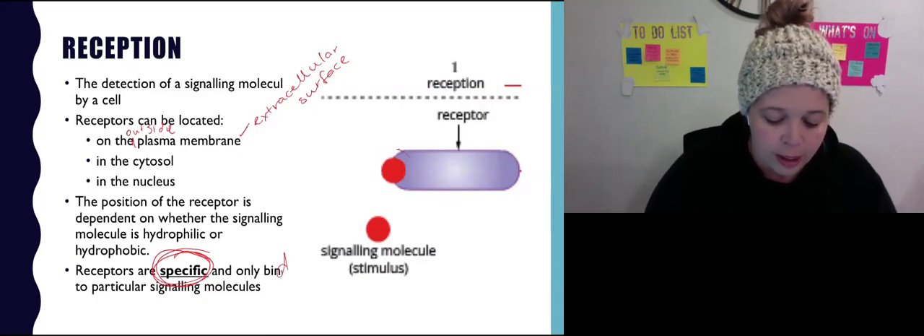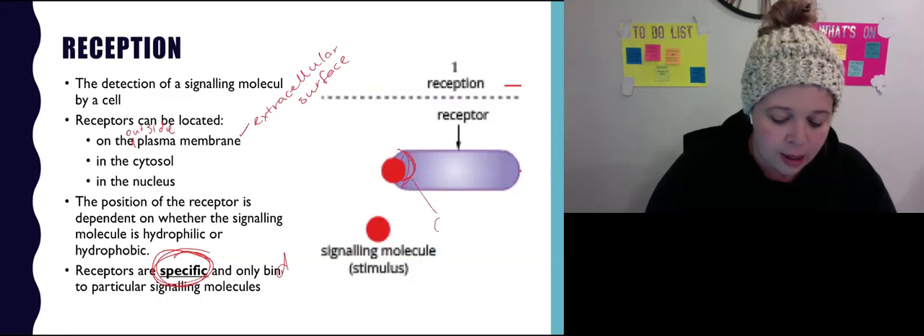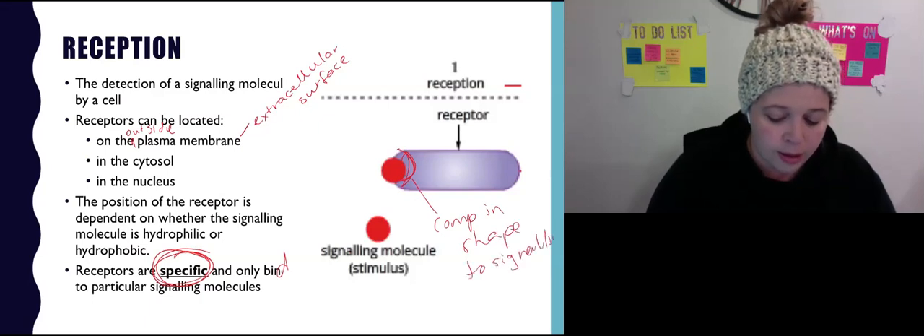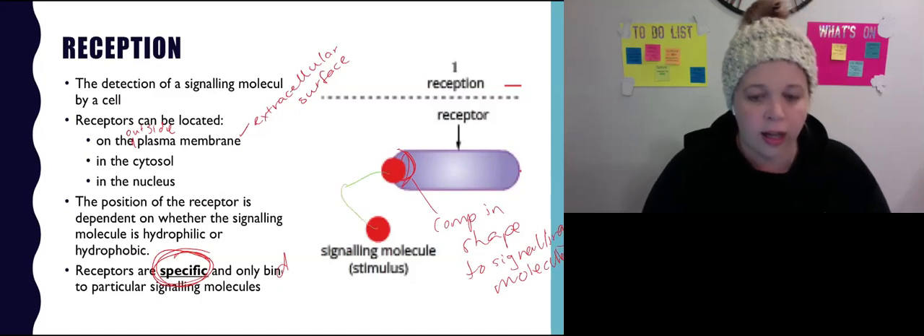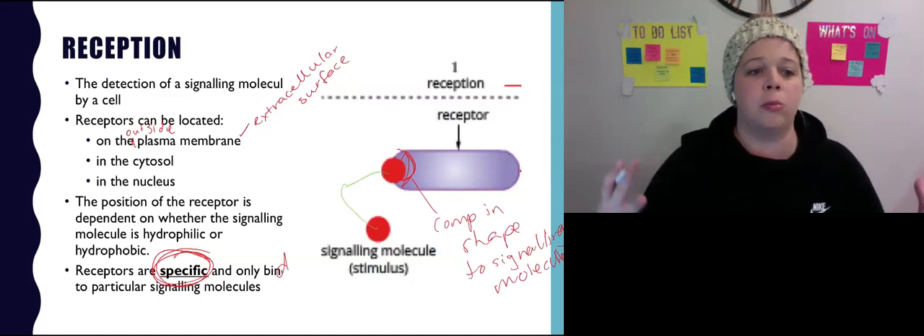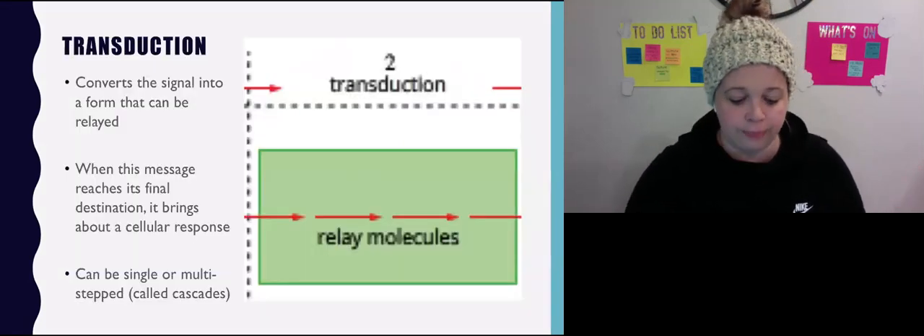So the receptor, this bit here, is complementary in shape to the signaling molecule. And here you have the nice little red signaling molecule, this one here, that is your stimulus. That is your molecule that's going to bind to that receptor.